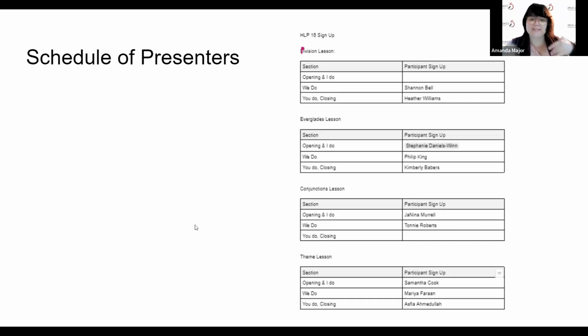If you need to see this schedule again, it might be a good idea to just snap a picture with your phone or take a screenshot. That is what I have. I have it pulled up. I print a copy of it. Perfect. Thank you.